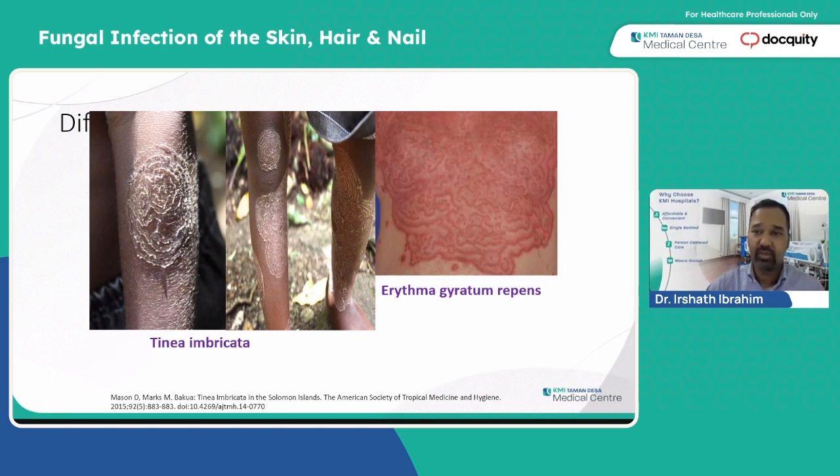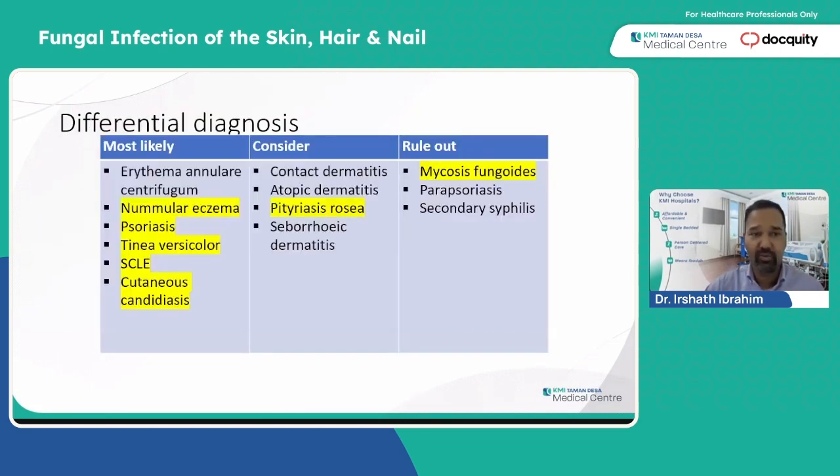Okay, other differential diagnoses for Tinea corporis that are quite common: nummular eczema, which is discoid eczema, psoriasis, pityriasis versicolor, subacute cutaneous lupus erythematosus, and even candidiasis can sometimes be mistaken for Tinea corporis. Then I showed a picture earlier of mycosis fungoides, and the other one that may resemble Tinea corporis is pityriasis rosea.